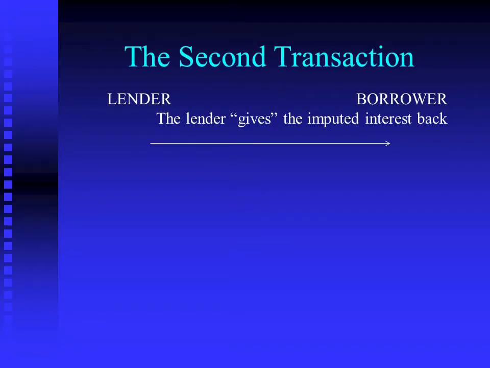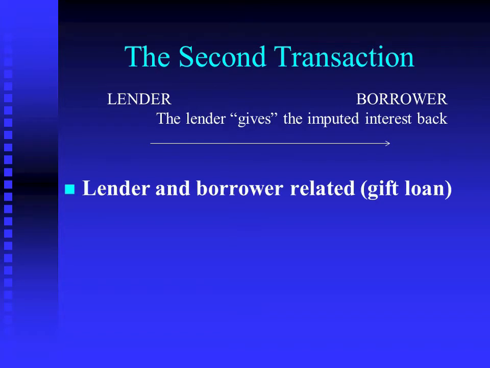So the second transaction, the lender has to give the imputed interest back. I'm going to put that in quotes because we never got it to begin with, so what we're giving back is another fake check. So you can think of it, as you will, as the borrower gives the lender a check, the lender tears it up, and then the lender gives back another check on its own account to the borrower, and the borrower then tears it up.